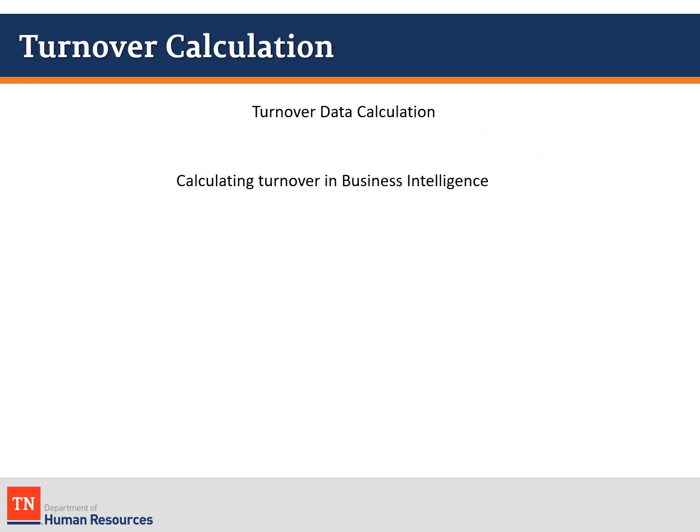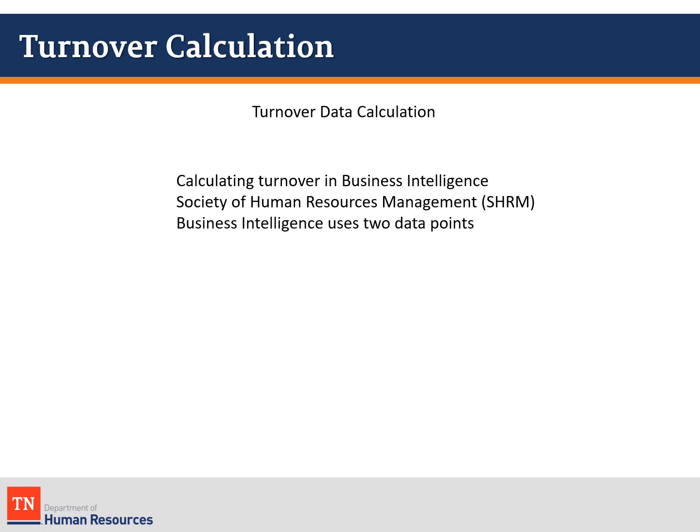Before showing the dashboards, we will address the formula used for calculating turnover. The formula used is recommended by the Society of Human Resources Management, or SHRM. SHRM recommends using 3 data points, or headcount snapshots, within the time frame being analyzed to determine an average headcount. Unfortunately, the Business Intelligence System restrictions only allow the use of 2 data points.